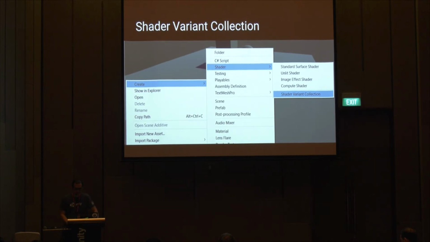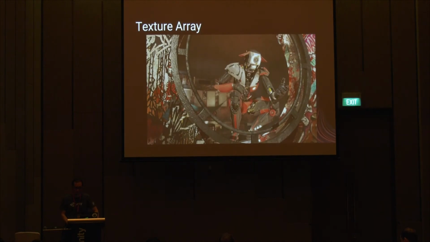So next one, texture array. If you're a programmer, think of it as your integer array or your float array or your string array. A texture array is a collection of textures. So if you're working with one texture, there's one object. If you're working with a texture array, this is also one object. But a texture array can contain multiple textures.